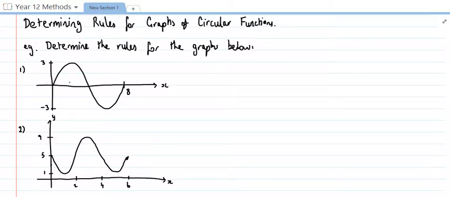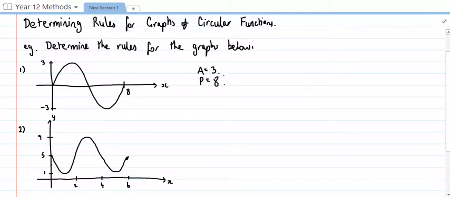So to have a look at this question here, first thing I'm going to notice is it's starting at the origin, so that implies that it's probably a sine function. Okay, it's going up to 3 and down to -3, so right away we know that the amplitude of this is going to be 3. We can also see that it takes 8 units horizontally before it gets to the end of the cycle, so we know that the period is equal to 8.